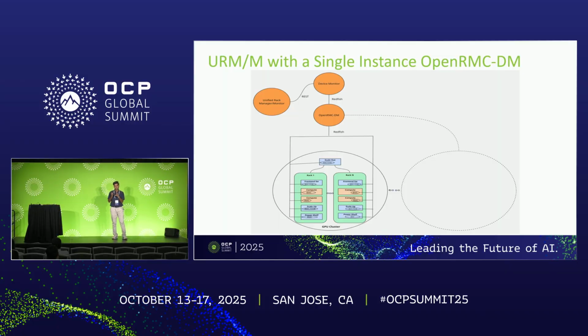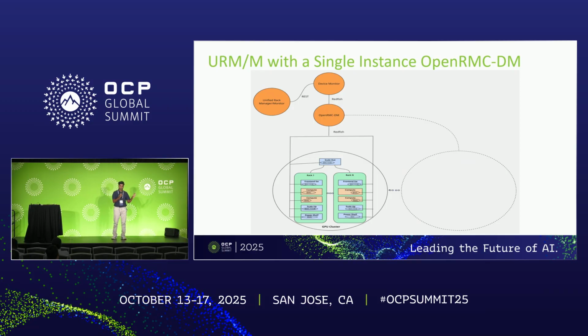Essentially what OpenRMC DM does is it acts as a Redfish client to the bunch of BMC endpoints, and it acts as a Redfish server to entities to the north of it. Essentially bridging a many-to-one mapping, as opposed to an application having to maintain multitudes of Redfish connections. It has a way to abstract it through one entity. That's what it does.